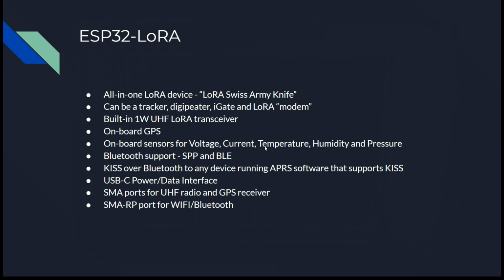It does KISS over Bluetooth to any device running APRS software, so I can connect to this with, for example, my phone running APRS Droid, and it will talk KISS between it and my phone, so there's no change of the protocol. Any packets coming in on LoRa will be sent back to my phone over KISS, formatted in that same way, so that the software I'm running, like APRS Droid, can just take the packets in as though it's a normal APRS packet coming in off of, for example, an AX.25 channel.